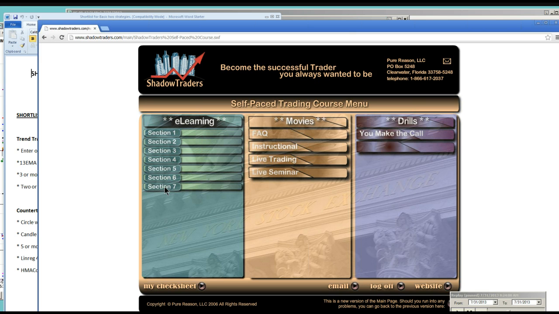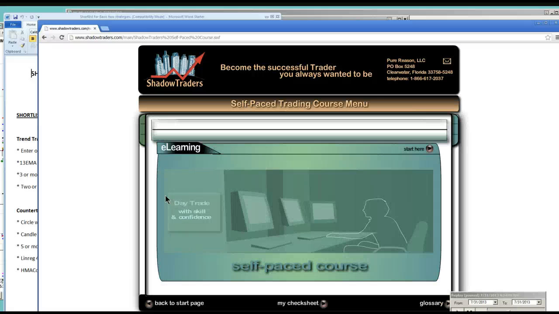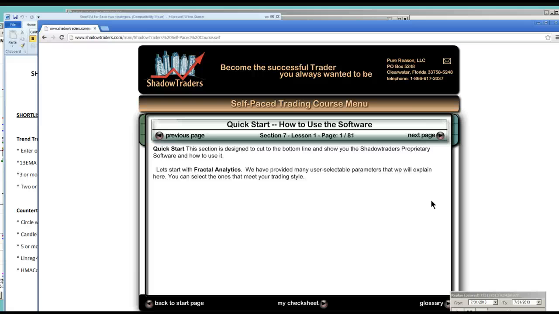Now, section 7: remember, we're Shadow Traders, and all indicators are free for life. Anytime we release a new indicator, like the latest one, I think, was the HMA color change, you will go to section 7, and you can see there are 81 sections here, and we cover all the different indicators in here that you can choose from.